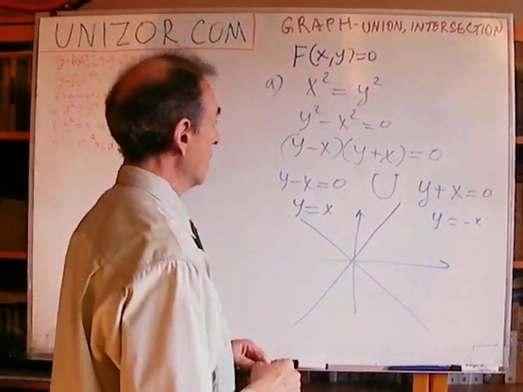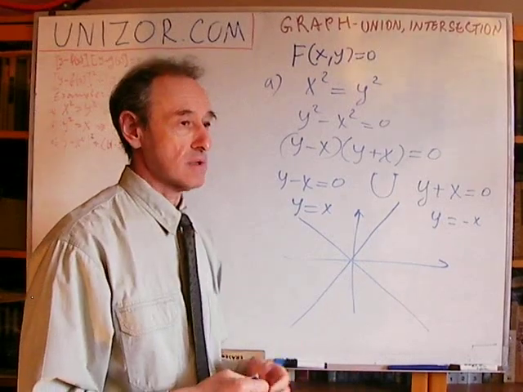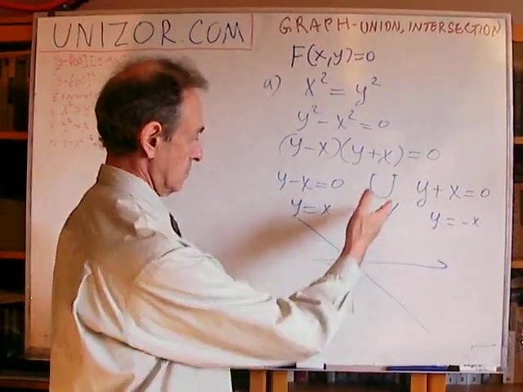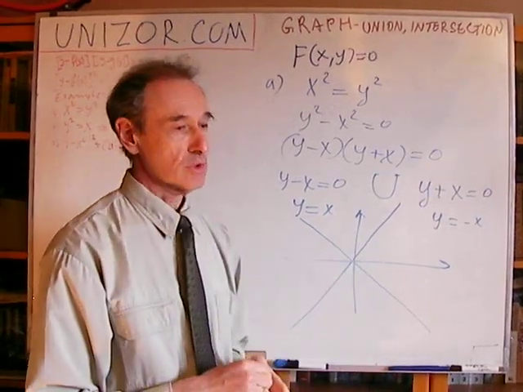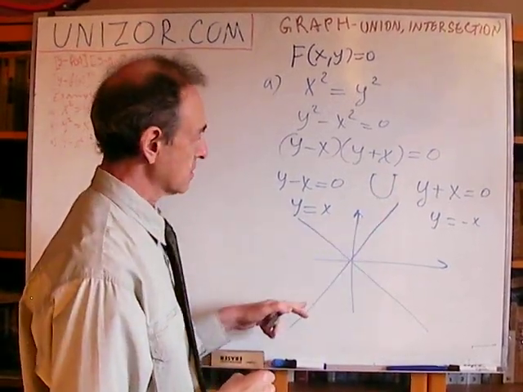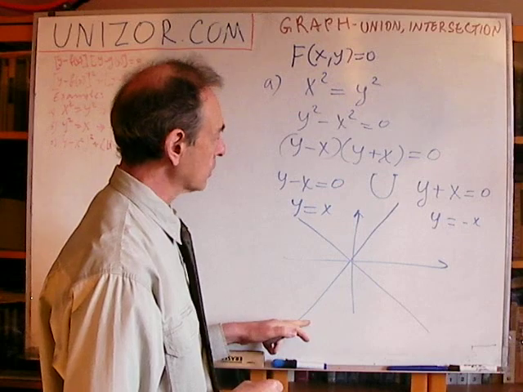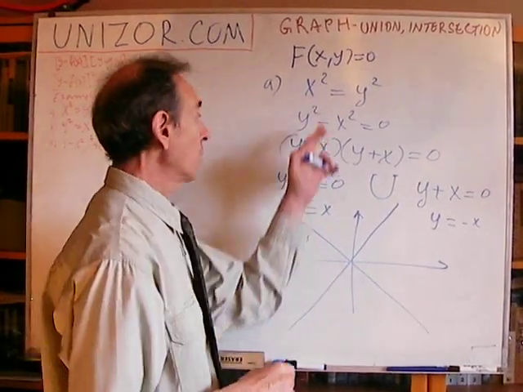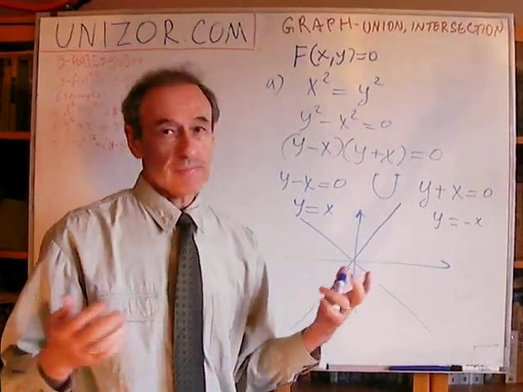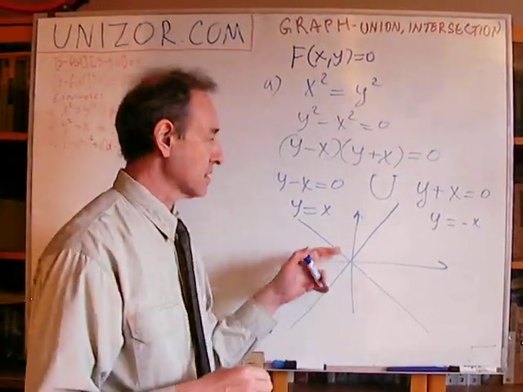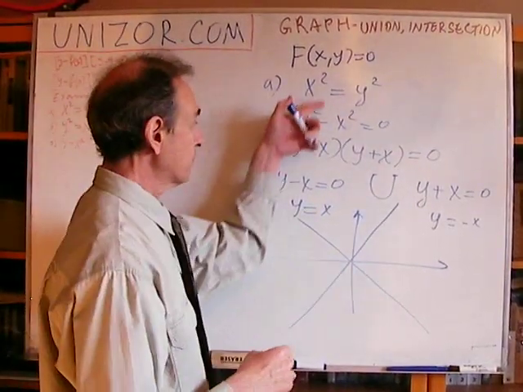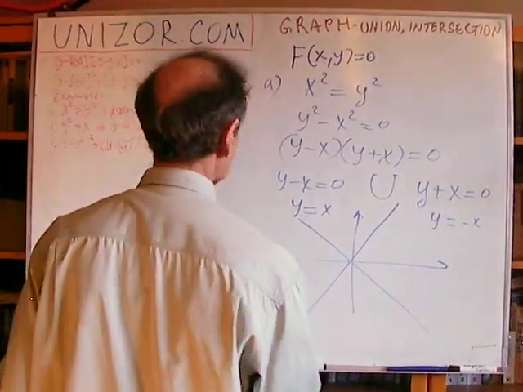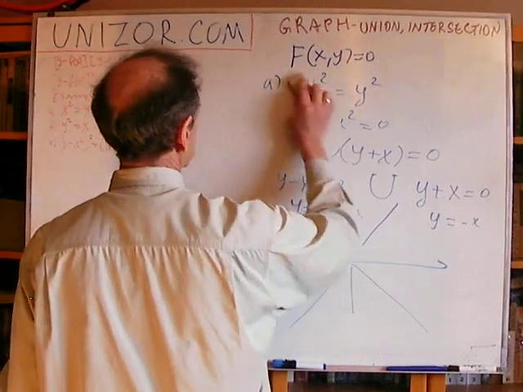Okay? Now, is it obvious that this is exactly this particular set of two lines? This is bisecting the first and the third quadrant, and this is bisecting the second and the fourth quadrant. Well, looking at this, I'm not sure it's so obvious that this is really the graph. But if you transform it in this way, it's kind of easy. All right, second example.